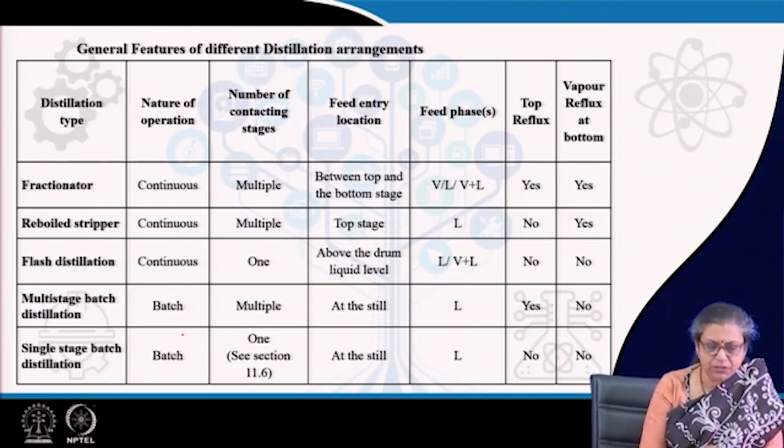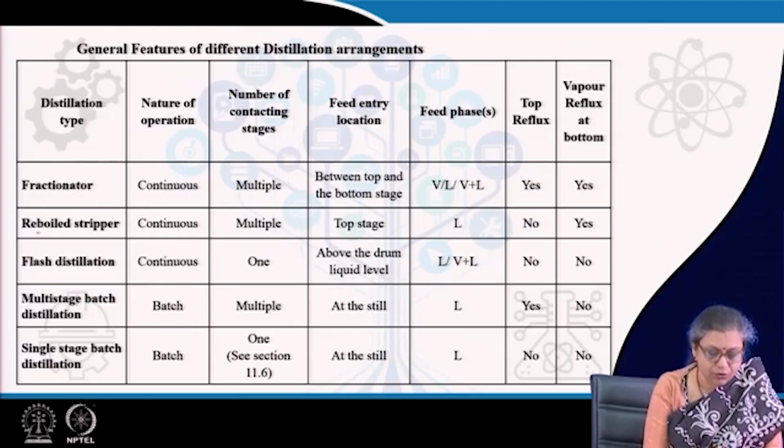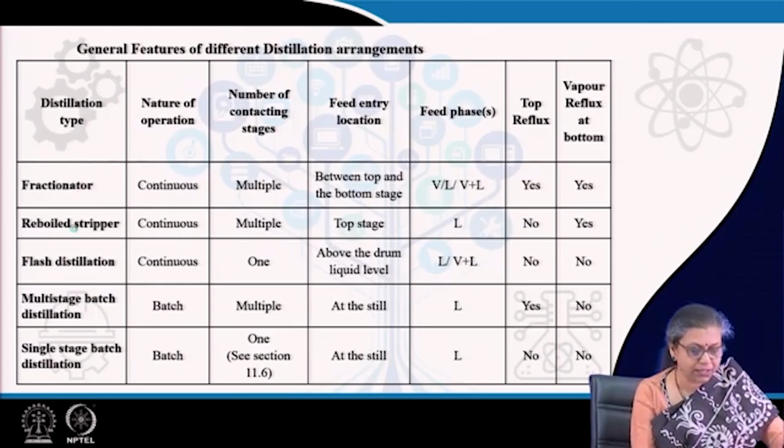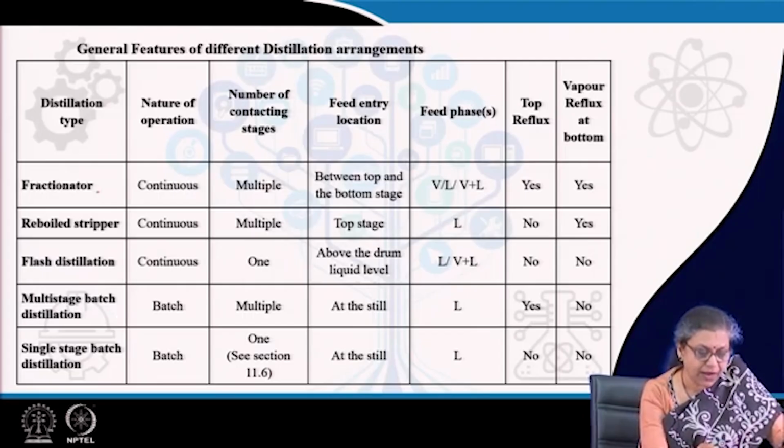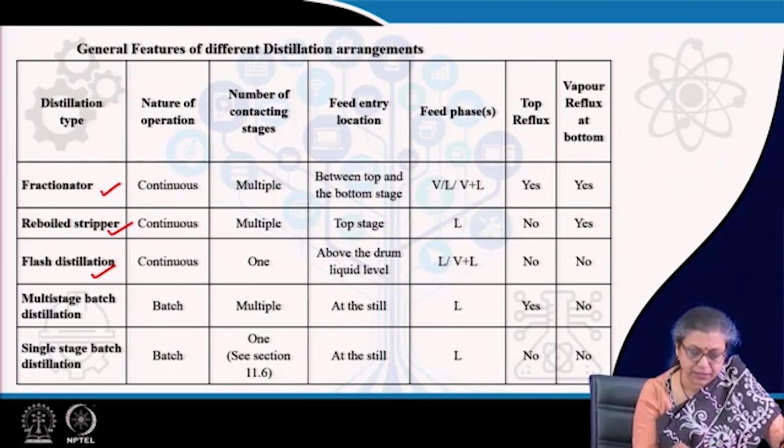There is not much for me to discuss here. One thing I forgot to say: the reboiled stripper does not have the enrichment section. Feed is introduced from the top and then it flows down, so we usually have a stripping section. For all these cases, the fractionator, the reboiled stripper, and the flash distillation are continuous processes, and the fractionator, reboiled stripper, and multi-stage distillation column have multiple stages. Flash and the simplest batch distillation have one stage each.